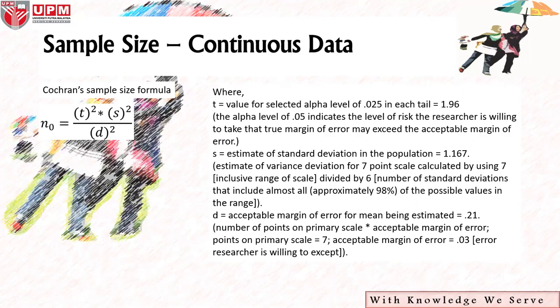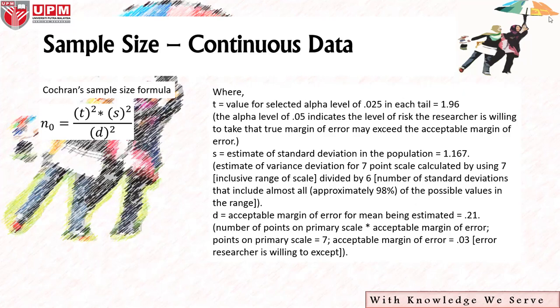Dah ada ke? Belum? Ada dah doktor. Okay. So this is the sample size formula proposed by Cochran for continuous data. The sample size formula is n naught equals t squared times s squared divided by d squared. Where t equals the value for selected alpha level of 0.025 in each tail, equals 1.96, dia default value.